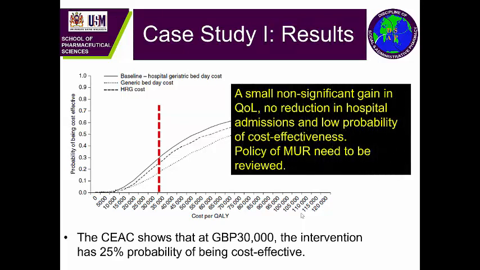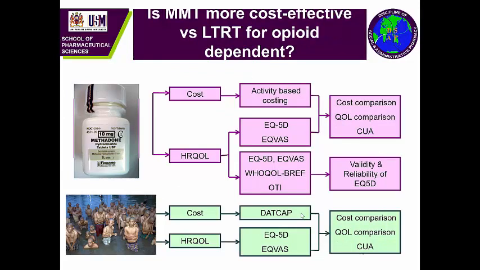As you can see, the conclusion from the study is that this HMR policy needs to be reviewed. It is not a cost-effective healthcare service because there is only a small, non-significant gain in quality of life. There is no reduction in hospital admission. In fact, what we saw was the opposite. And there is also a low probability of it being cost-effective. So the study shows that home-based medication review is not cost-effective compared to usual care.